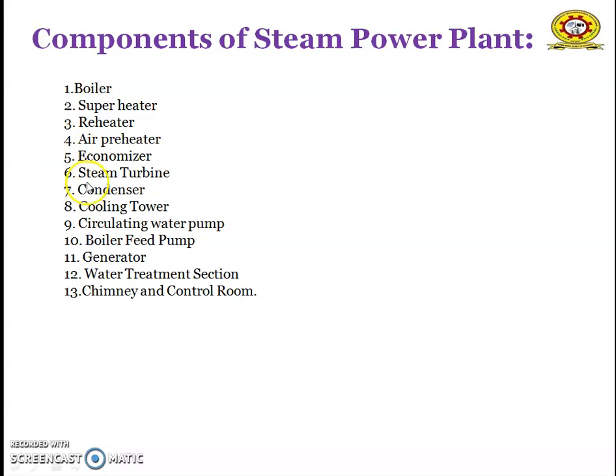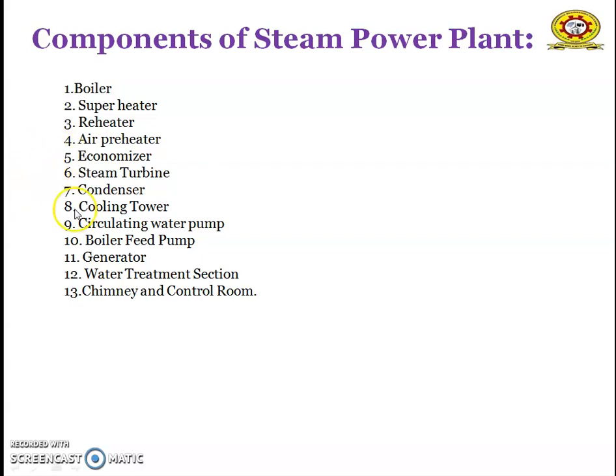And next one is the steam turbine. Steam turbines are the prime movers used for producing power. Steam is supplied to the turbines at a pressure and temperature limited by the material. And next one is the condenser. Condenser is used for cooling. The condensate from the condenser is pumped through the feed water heaters so as to feed into the economizer.